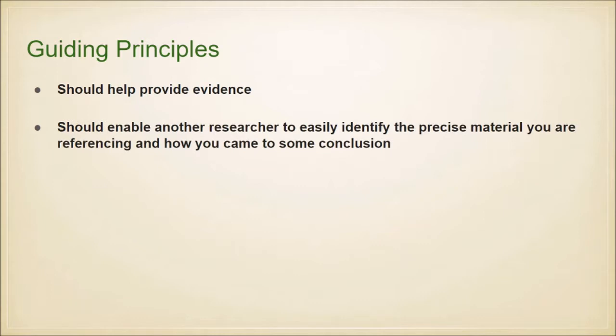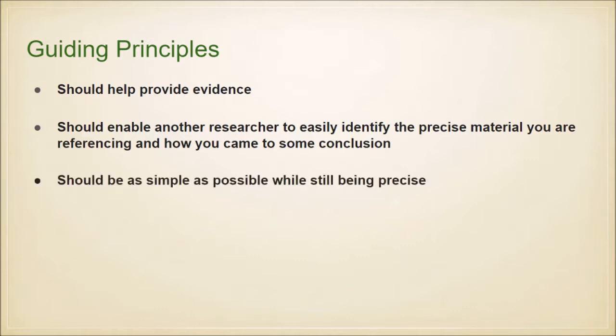Now, our citations should also enable other researchers to easily find the information from the source that we used. And then it should also help them to see how you came to that conclusion. Now, as we make these citations, we don't want to make them too complex, but we want to make them precise enough that they're still going to help the person reading them to get to our source.